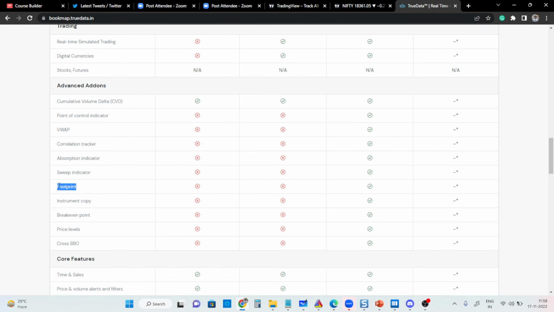So earlier we launched footprint, and we are also going to launch a couple of new add-ons for the Indian market. These have been launched for the US market already, and they are actually helping the traders over there. So we thought it would be great for the Indian market as well. Apart from footprint, we are coming up with instrument copy, break-even point, price levels, and cross PBO as well. All the pro users will have access to all this by the end of this week, and new users can get access from the end of this week, which means tomorrow, Friday onwards.